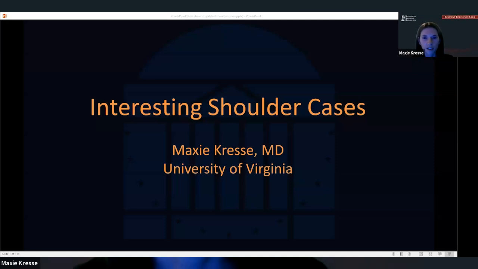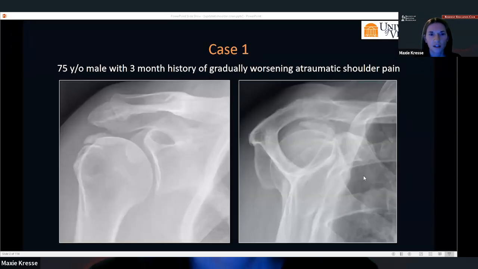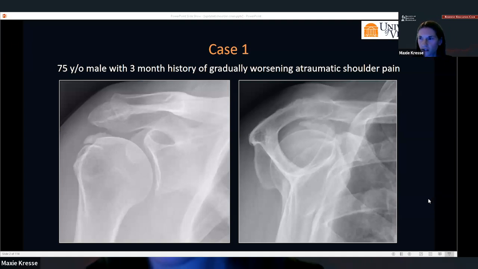So hopefully everybody can see that now. So interesting shoulder cases tonight. Case number 1. So we have a 75-year-old male, 3-month history of gradually worsening atraumatic shoulder pain. If you know the diagnosis here, you can put it in the chat box. Give people a minute to look at the images. All right, got a couple people on it already.